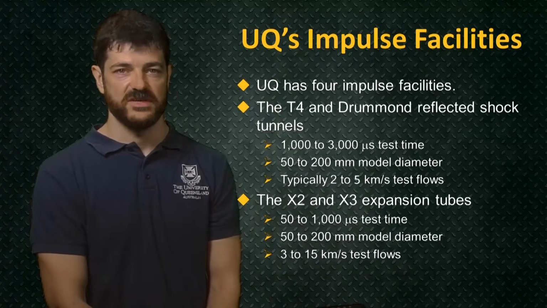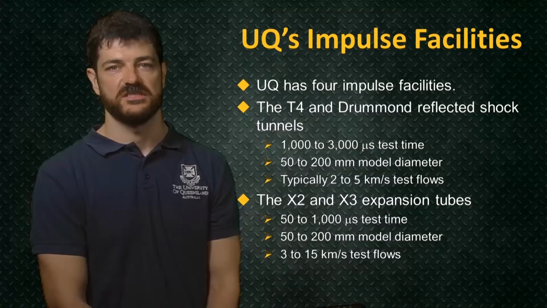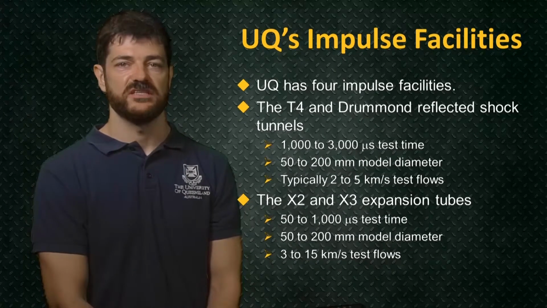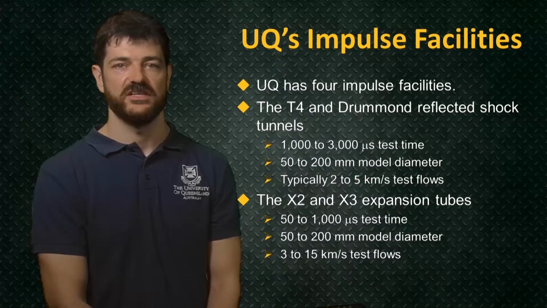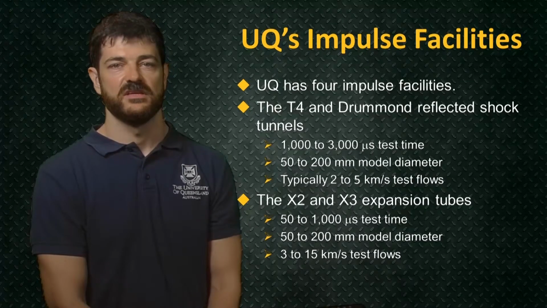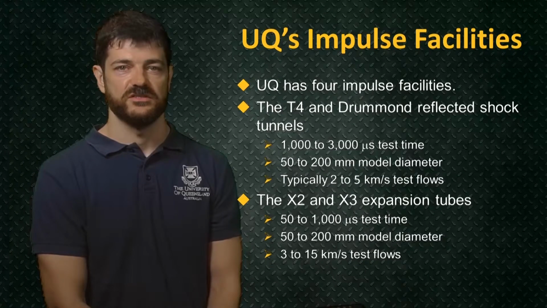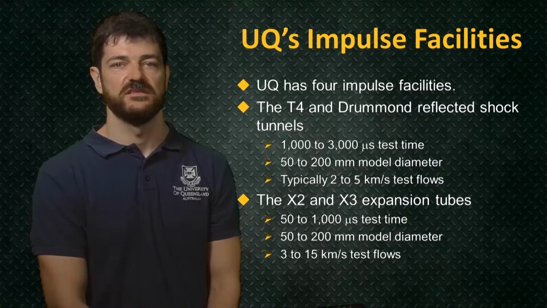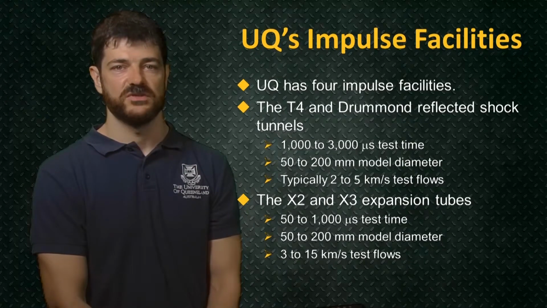Now to get to higher speeds, we use a type of facility called an expansion tube. UQ has 2 of these as well, the medium-sized X2 facility and the very large X3 facility. Test times are shorter with expansion tubes, between 50 and 1,000 microseconds. So that's 50 and 1,000 millionths of a second. Model sizes are similar, between 50 and 200 millimeters. But test flows are much faster, so between 3 and 15 kilometers per second.